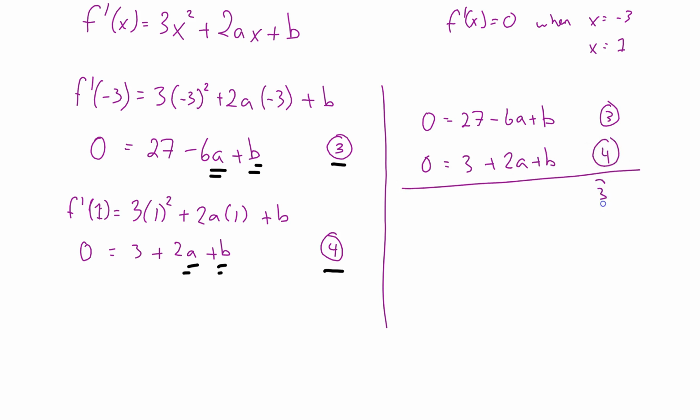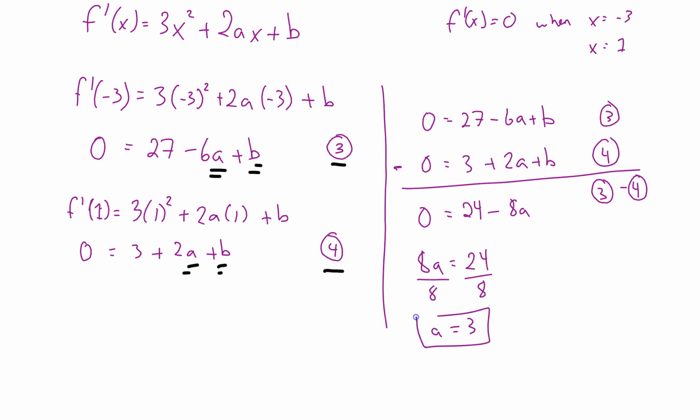So if we do 3 minus 4, well, we're going to put a minus here. 0 minus 0, 0. 27 minus 3, 24. Minus 6a minus plus 2a, so that's going to be minus 8a, and then b minus b, well, that's 0. So now we have 0 is equal to 24 minus 8a. So I'm going to send the minus 8a to the other side, so I'll have 8a is equal to 24. Then I'm going to divide both sides by 8, which will give us a is equal to 3. So now we found the constant a value.